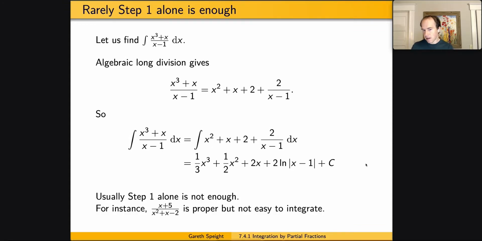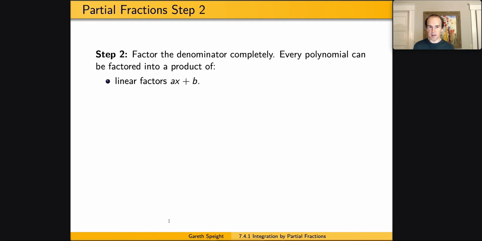For instance, if we look at x plus 5 over x squared plus x minus 2, it's a rational function, it's proper, but it's still not an easy integral. So just making it proper is not enough by itself. This example was kind of nice, but most examples are not like that. So we need a step 2. So what do we go on and do in step 2?